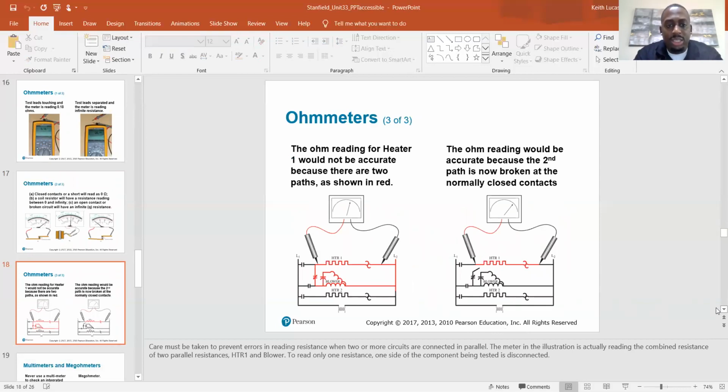So care must be taken to prevent errors in reading resistance when two or more circuits are connected in parallel. The meter in the illustration is actually reading the combined resistance of two parallel circuits, heater 1 and the blower. To read only one resistance, one side of the component being tested is disconnected. So as you can see here, everything is still connected, which is why your resistance is really the resistance of both these circuits. Over here, they've disconnected it at this point, so now you're only getting a resistance reading on just heater 1.